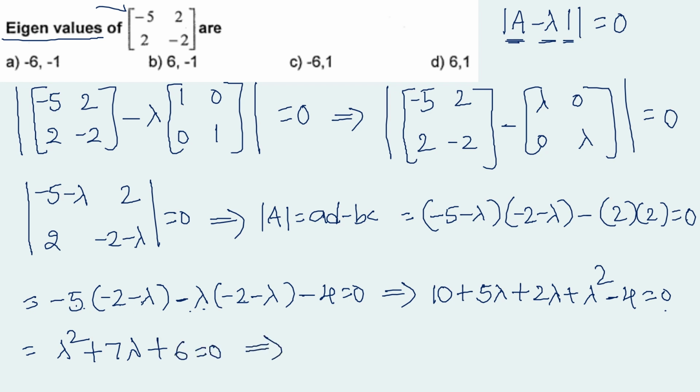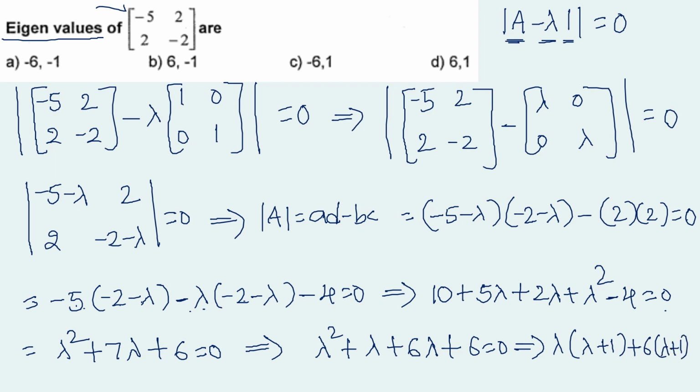So this can be written as lambda square plus lambda plus 6 lambda plus 6 equals 0. Taking lambda common, lambda times (lambda plus 1). Here if we take out 6 as common, plus 6 times (lambda plus 1), that equals 0. So we will have lambda plus 1 equals 0 and lambda plus 6 equals 0. That yields lambda equals minus 1, minus 6. So the correct answer is option A, minus 6, minus 1.